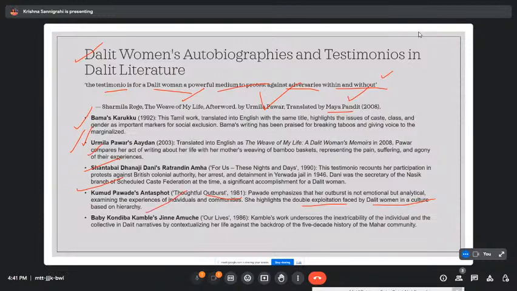Then comes Baby Kamble's, as I said, Jina Amucha, which is about the prisons we broke. Kamble's work underscores the inextricability of the individual and the collective in Dalit narratives by contextualizing her work against the backdrop of the five decades of history of the Mahar community.